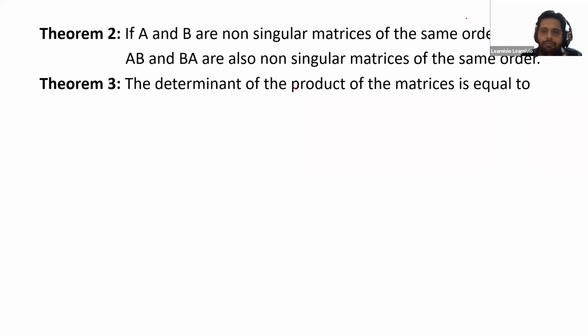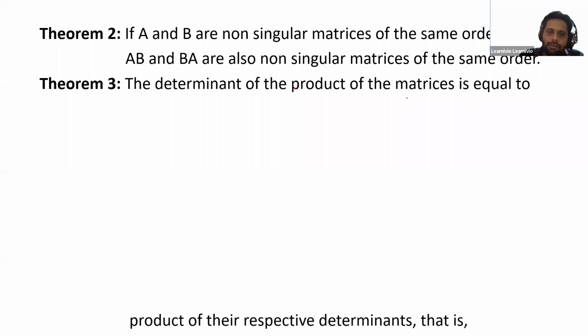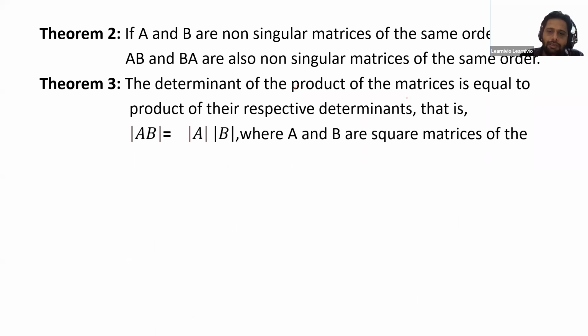Now we have the third theorem: the determinant of the product of matrices is equal to the product of their respective determinants. So what does this mean? Suppose we have two matrices A and B. We multiply these two matrices and find the determinant of the product. Then this will be equal to determinant of A into determinant of B. So we multiply them and then find the determinant; that will be equal to separately finding the determinants and multiplying them.